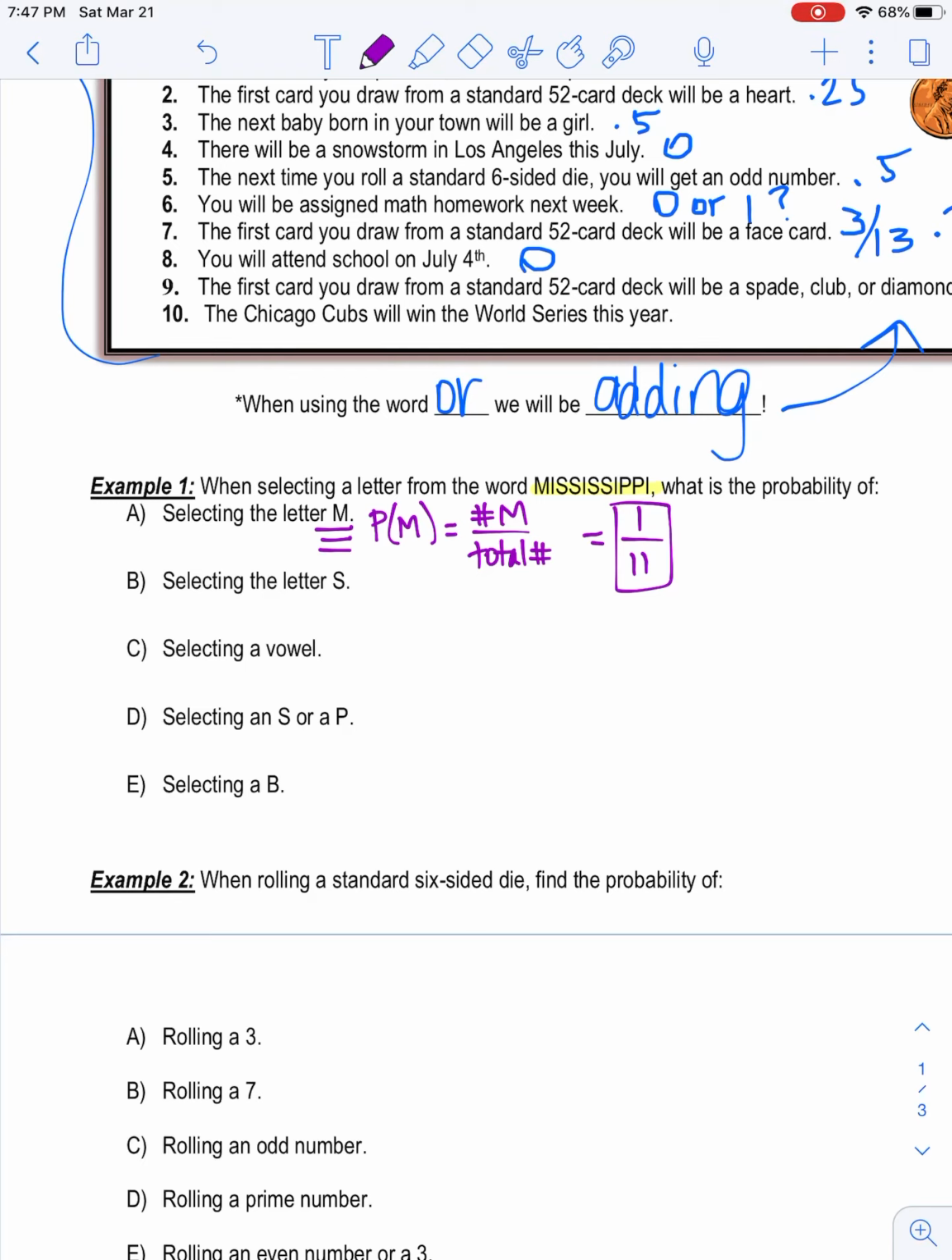So I'm not going to show all this work for the next few examples. I'm just going to look at the number of that event divided by the total number. And if the fraction can be reduced, then I will reduce it.